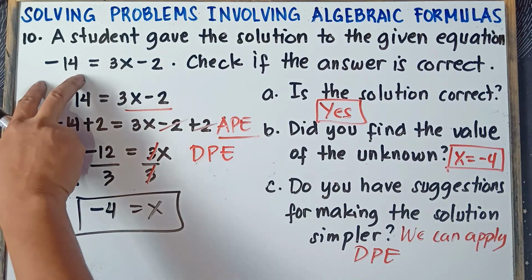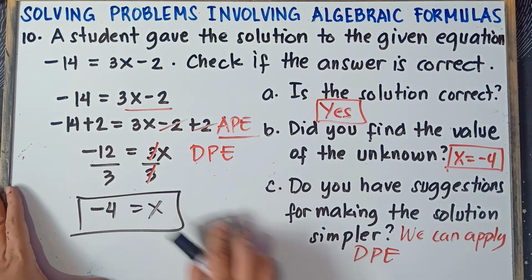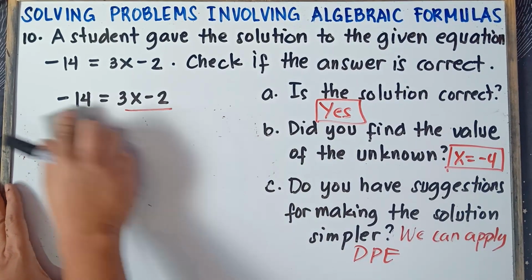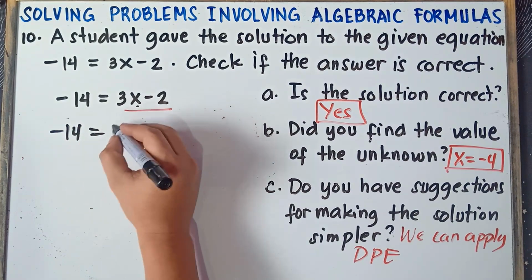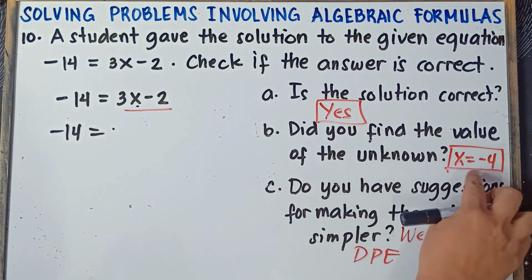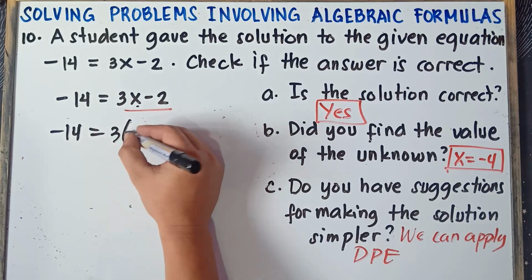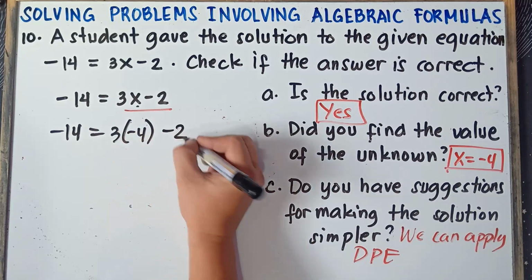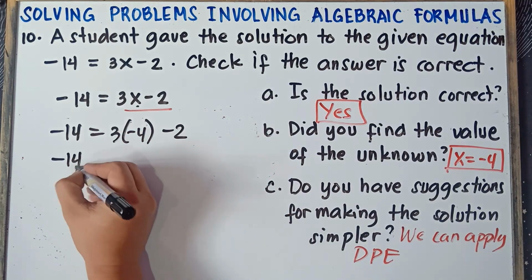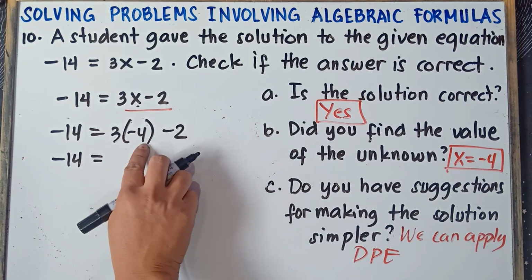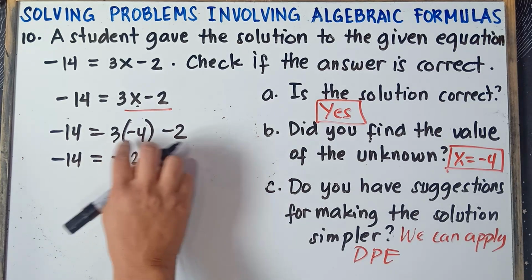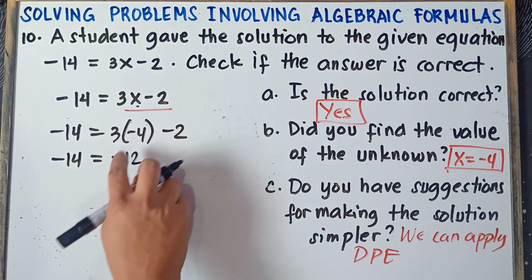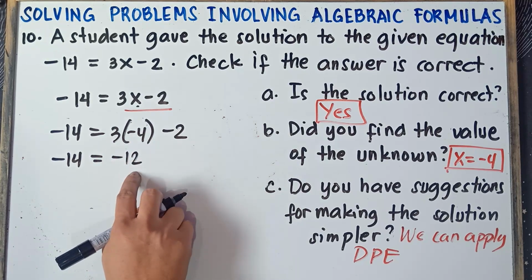If the left expression will be equal to the right. So let's check that one. Right, so this will be negative 14 equals 3 times x. So once again, our x value will be negative 4. 3 times negative 4 minus 2. So copy negative 14 equals 3 times negative 4. 3 times negative 4, it will be negative 12. Unlike signs, positive times negative, that will be negative. 3 times 4, that will be 12.